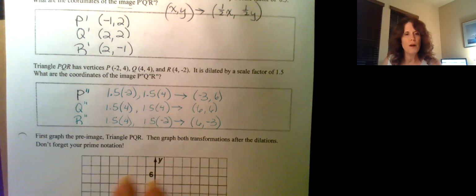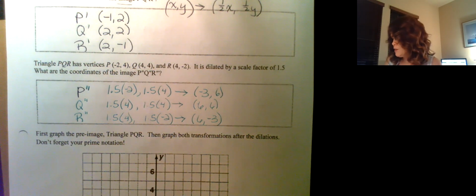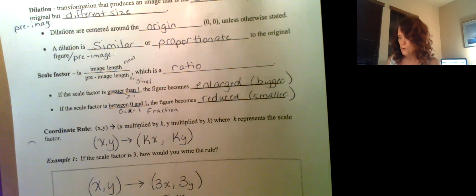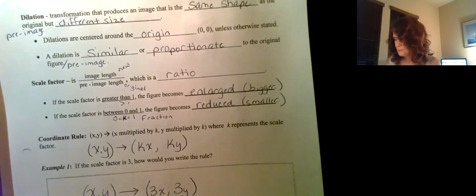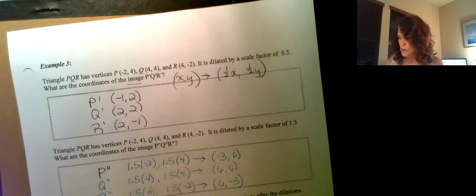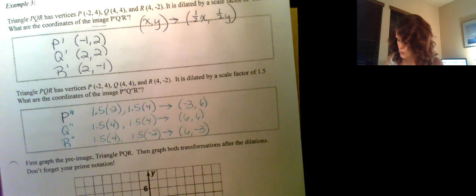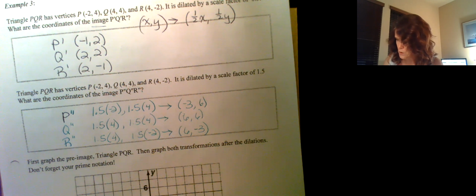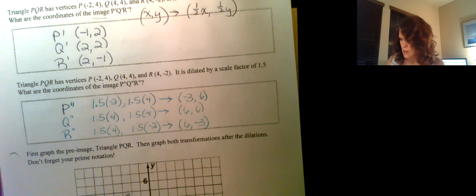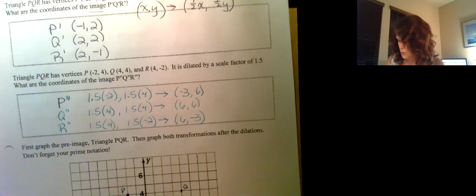Okay, so let's graph these 3 images. We have our original pre-image here, right? Yeah, these are our original coordinates right here, okay? So -2, 4 is just P, right? No notation there. 4, 4 is Q. And our last one, 4, -2 is R.